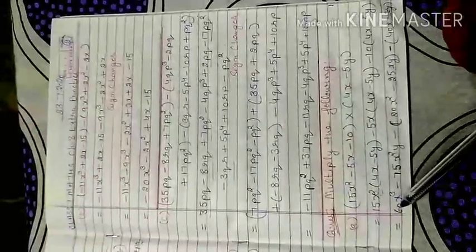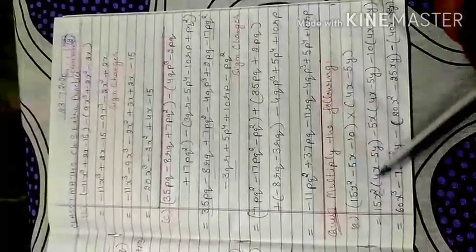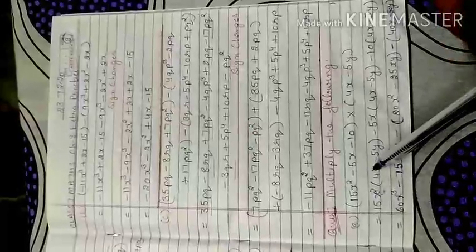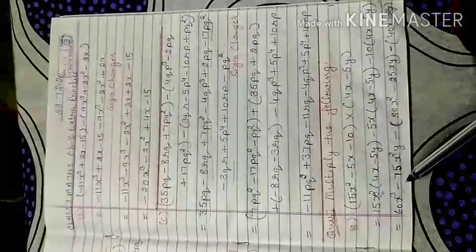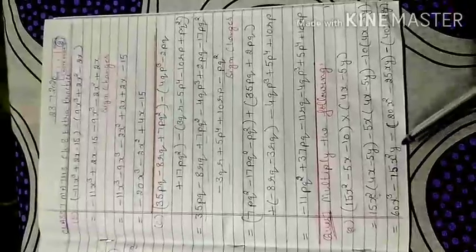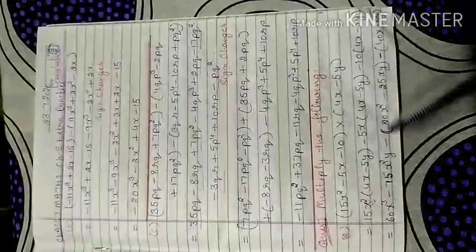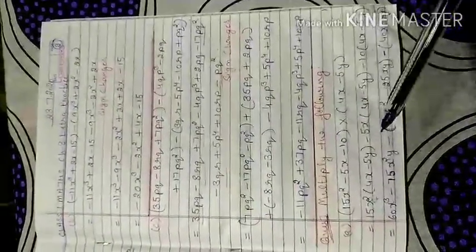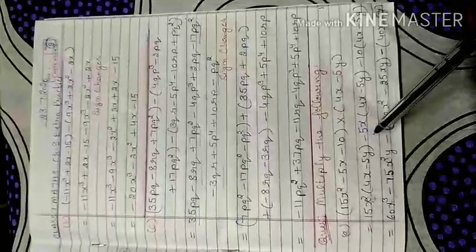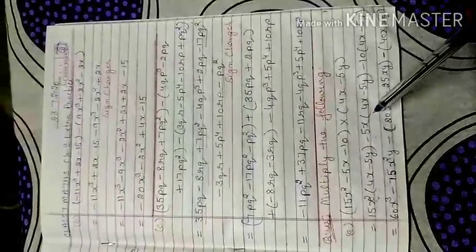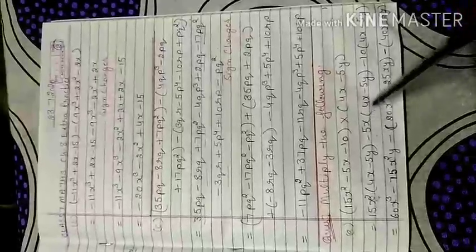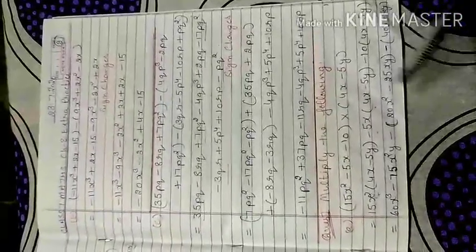Like 15 into 4 is 60, and when you multiply x with x, only the power will be added, 2 plus 1 gives me 3. Similarly 15 into minus 5 is minus 75x square y. Similarly other terms also. So you can do one thing, either you directly multiply the negative with the positive sign, no need to change the sign after that, or first you multiply the terms only within the bracket and later you can change the sign.